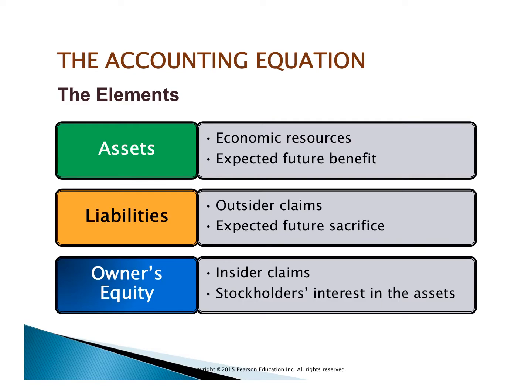The accounting equation represents the resources of a company and the claims to those resources. Assets are the economic resources that are expected to produce a future benefit. Claims on assets come from two sources. Liabilities are outsider claims. They are debts that are payable to outsiders called creditors. They will require some future sacrifice or payment. Owner's equity, also called capital or stockholders' equity for a corporation, represents the insider claims of a business. Equity means ownership. In the corporate setting, it's the stockholders' interests in the assets.